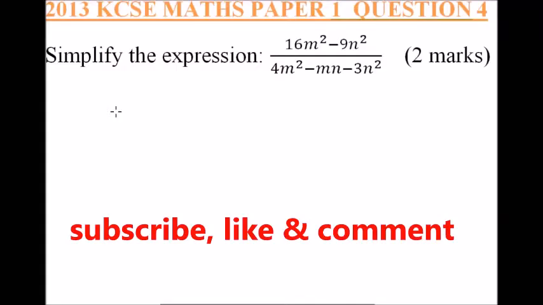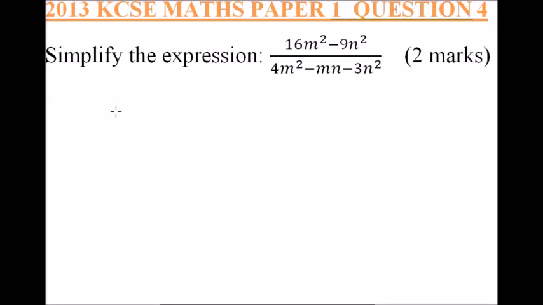So 2013 paper 1 question 4, we have to simplify the expression. We are given 16m squared minus 9n squared, all divided by 4m squared minus mn minus 3n squared. We start with the denominator. The numerator can be written as 4m in bracket squared minus 3n in bracket squared, which is a difference of two squares.